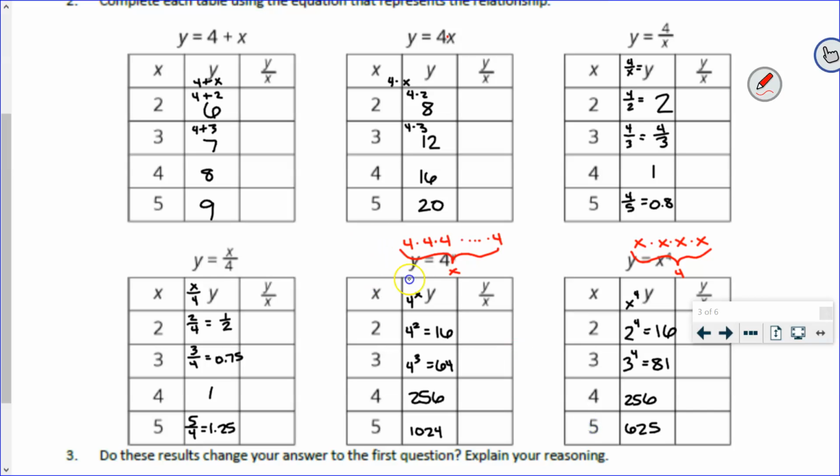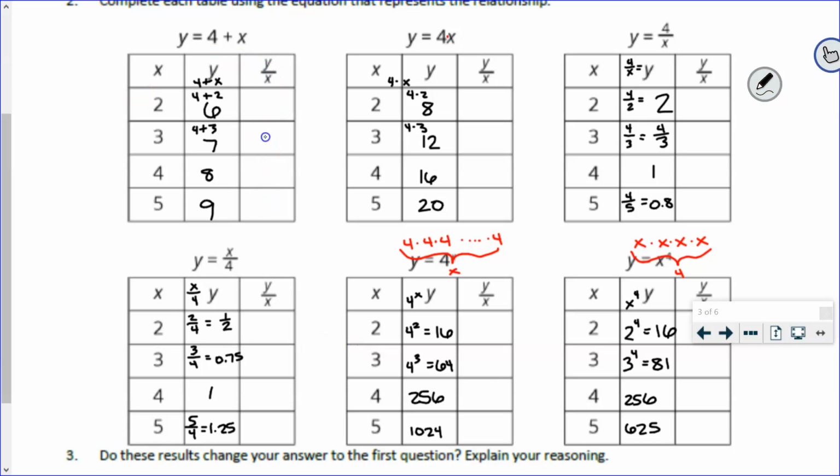Versus this one, where it's 4 times 4, just 2 times, because x is 2. This would be 4 times 4 times 4, 3 times. This is 4 times 4 times 4 times 4, 4 times. And this is 4 times 4 times 4 times 4 times 4, 5 times. So again, make sure that you understand the difference between those. Here we're multiplying by 4 5 times, here we're multiplying by 5 4 times. Now, with that in mind, here's your next step that you're going to complete as you pause the video.